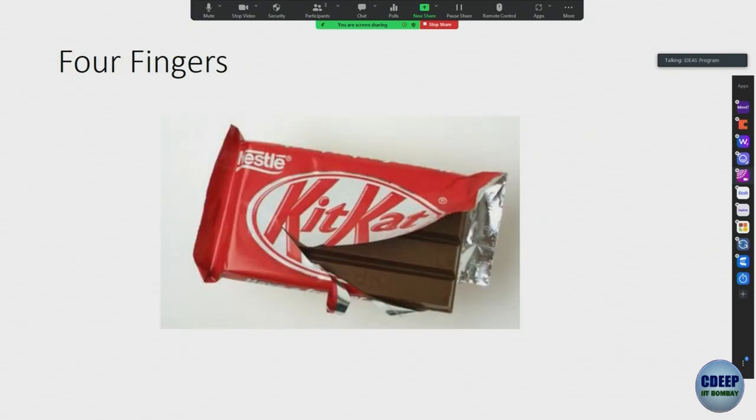And Cadbury goes and fights for the Kit Kat, those four fingers. They don't want the four fingers to be given to Nestle. But Nestle has won that. So the four-finger shape is reserved for Nestle.